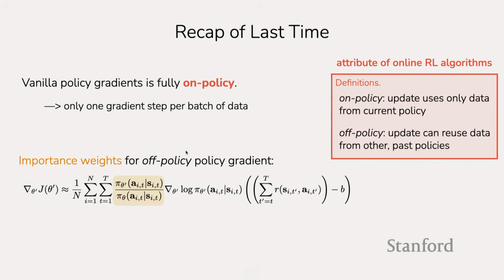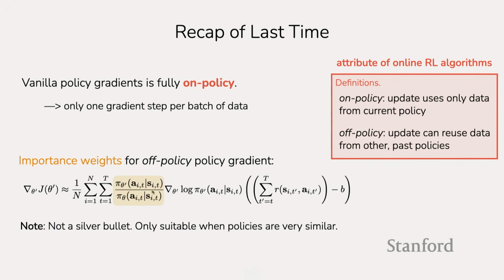And in particular, we talked about using importance weights, where if we weight the objective by the probability of the actions of the new policy divided by the probability of the actions under the old policy, this is a way to get an estimate of the gradient for the new policy.